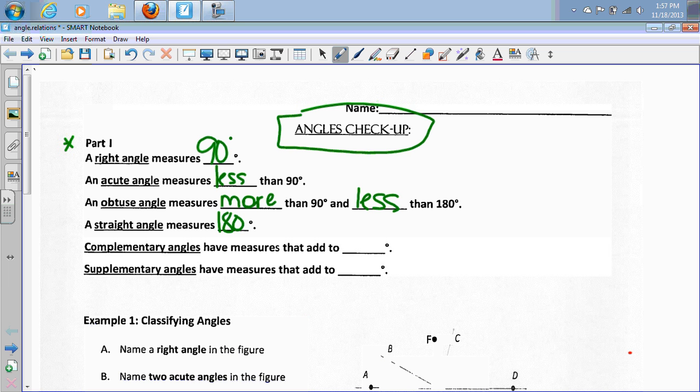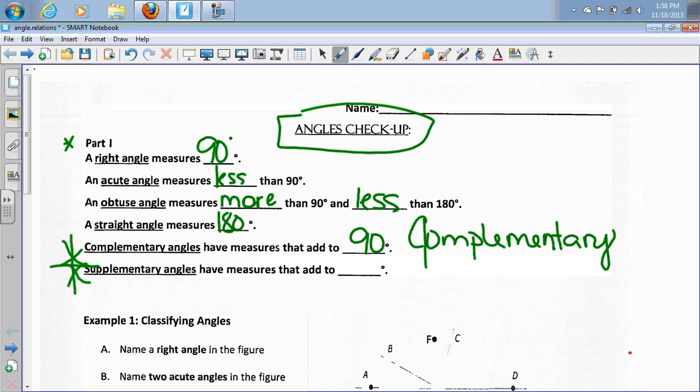Complementary and supplementary angles, they're kind of a pair. Together, if we look at them, complementary angles have a sum of 90 degrees. You think about the word complementary, and you do this, you see that there is a 90 there. So complementary angles, 90. That means supplementary angles have a sum of 180 degrees.